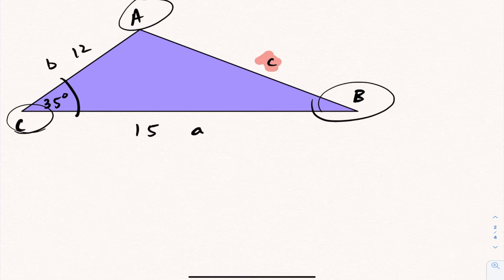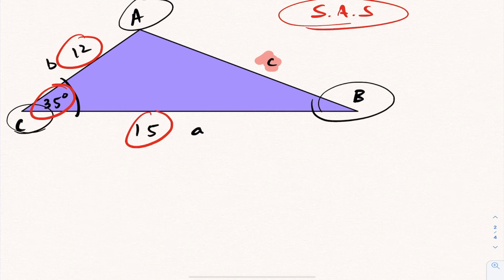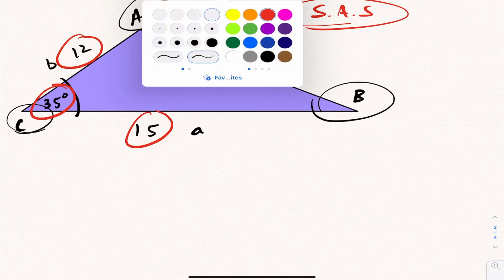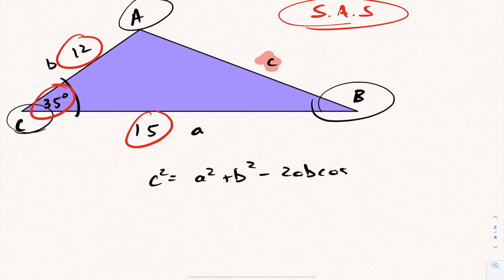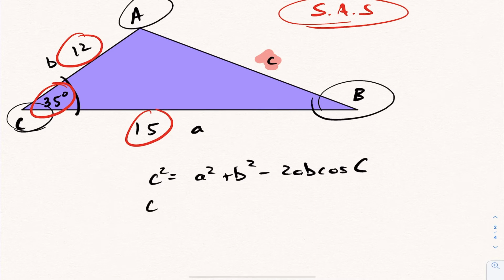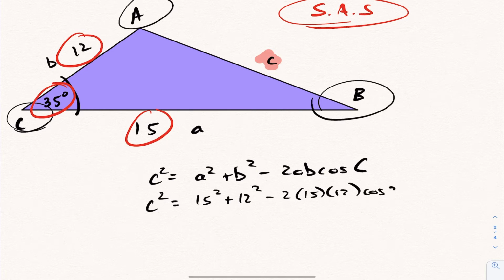Notice for this triangle here, we have side, angle, side. So this is a side angle side triangle, and because of that, I can solve this using the cosine law. So I'm looking to solve for c here, so my equation is going to be c squared is a squared plus b squared minus 2ab cos of angle c. Okay, let's fill in what we know. Well, c squared is what I want to solve for. A squared is going to be 15, so we got 15 squared plus 12 squared minus 2 times 15 times 12 to the cos of 35 degrees.